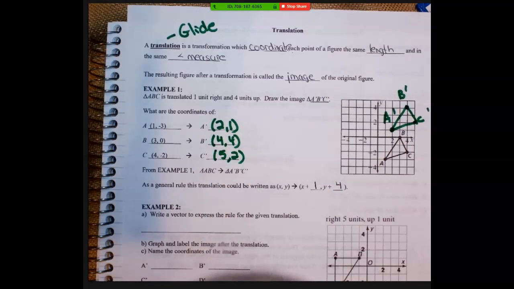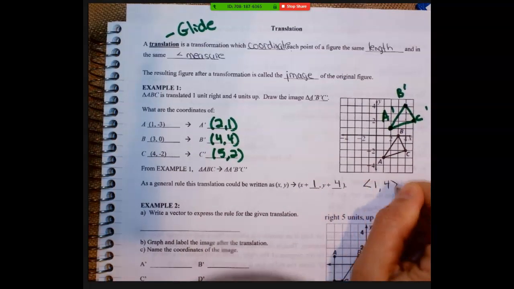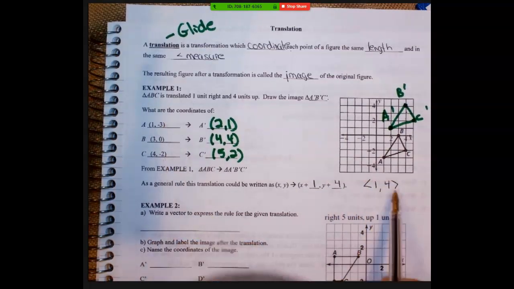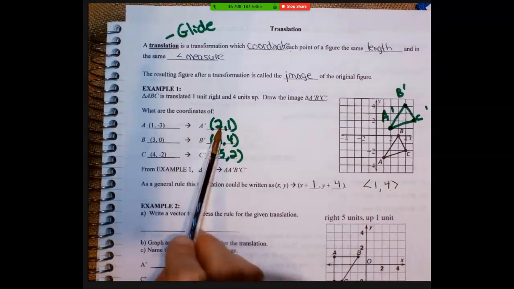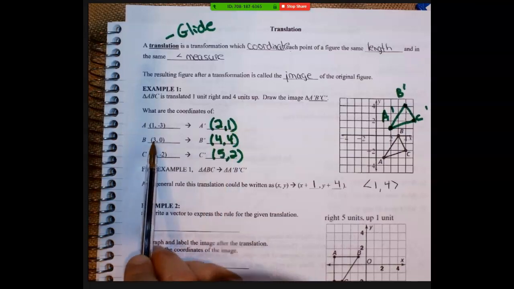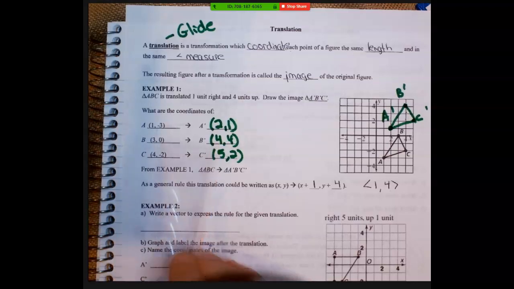And sometimes you'll also see it, and we'll get here in a second, written as a vector. We could write this as <1, 4>. So that means take each of these and add this vector to it. So if you take a look, if we added 1 to 1, we get 2. Negative 3 plus 4 is 1. Same thing here. You've got 3 plus 1 is 4. 0 plus 4 is 4.